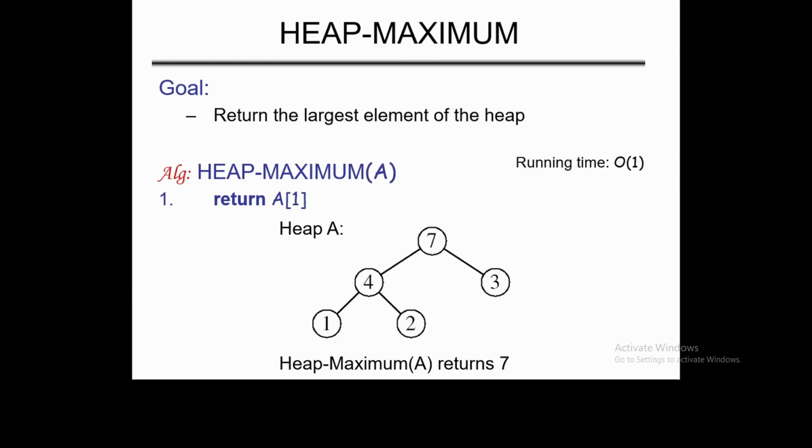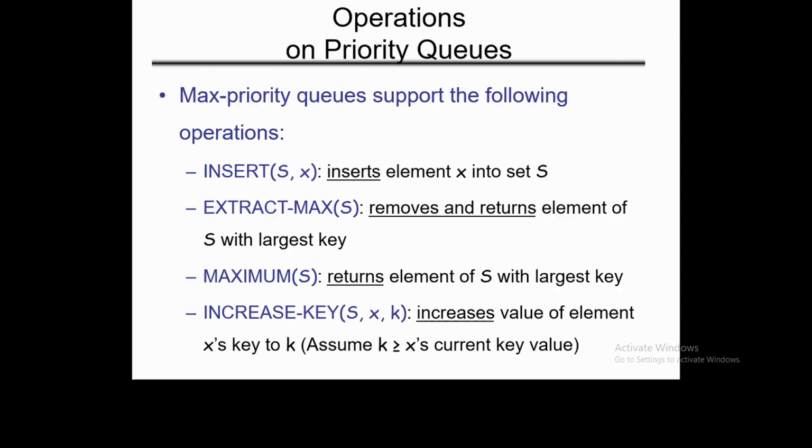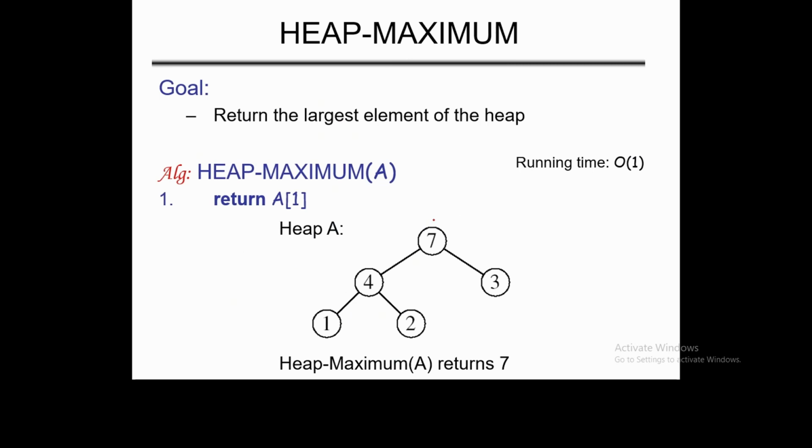So let's start with the first one, heap maximum. This operation, heap maximum, will return the maximum element. It is not a very tedious task: if we have a max heap, then the topmost element will be the maximum element in the heap. That can be returned by simply returning A[1]. So this is the heap maximum procedure. As it contains only one instruction, the cost for that particular operation will be O(1).